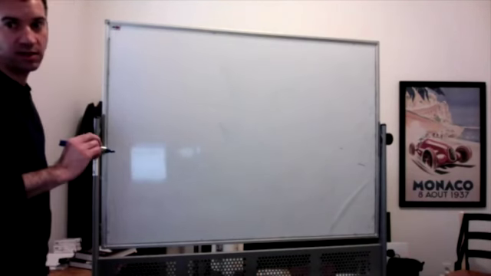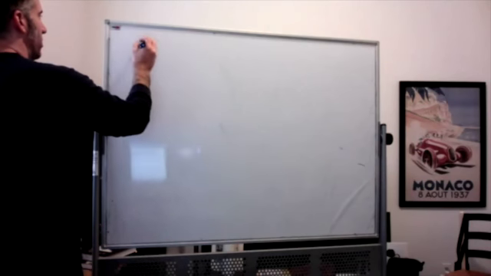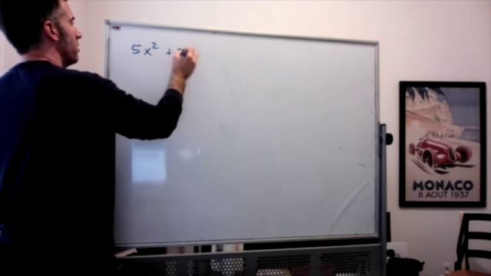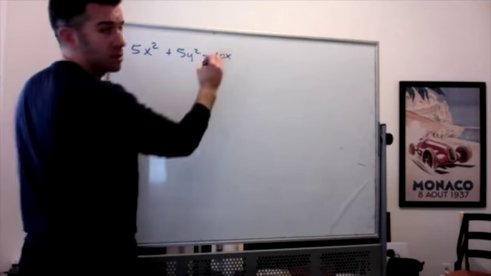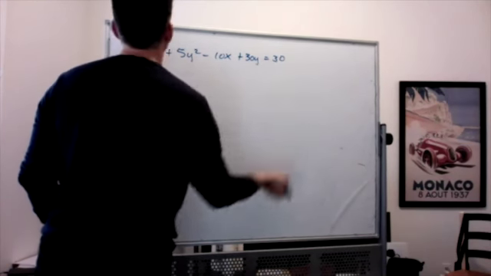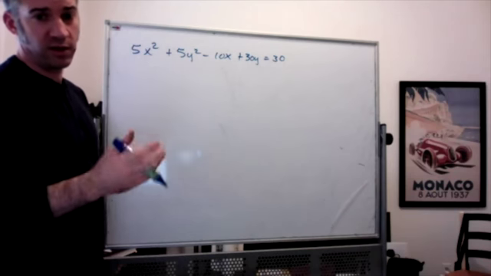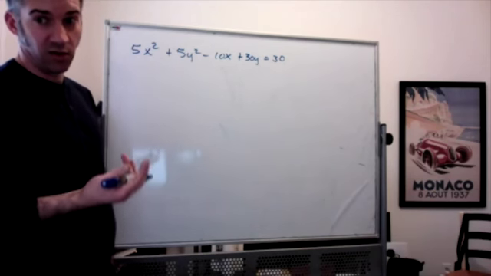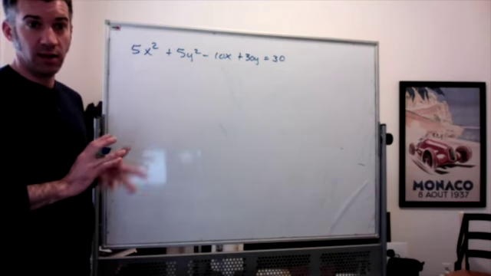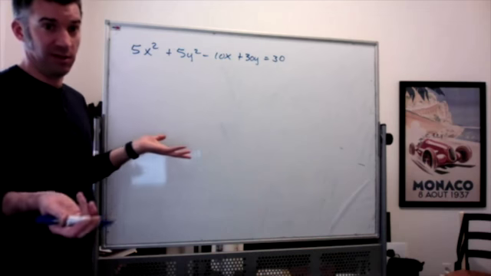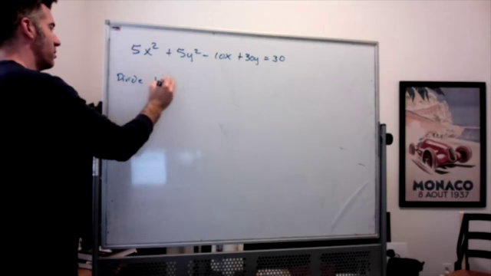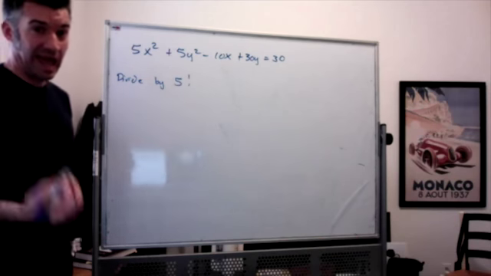So find the center and radius of the circle with the following equation. My equation is 5x squared plus 5y squared minus 10x plus 30y equals 30. Before you do anything else, if they say it's an equation of a circle, we don't want a coefficient of x squared and y squared other than 1. So if you got something times x squared, divide by that something. So divide everything by 5.